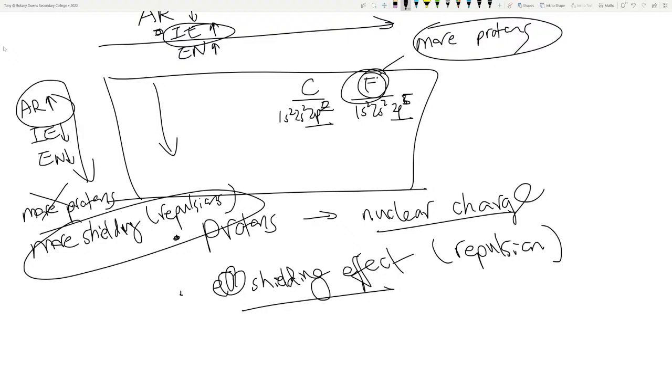So say if you compare something like sodium versus potassium, the potassium will be bigger compared to sodium because you've got more energy levels of electrons, more repulsion. Therefore, it's going to be bigger. If it's bigger, it's obviously going to be easier to take away that one electron, so your ionization energy goes down. Yeah, so that's that.